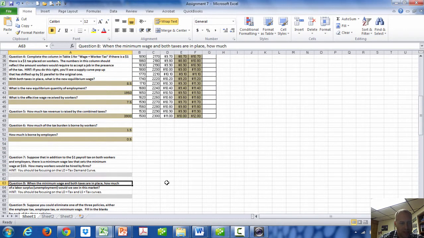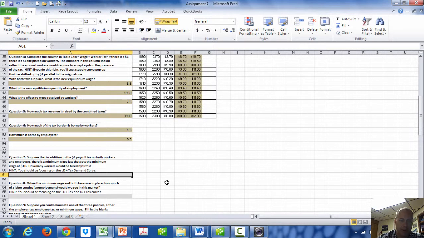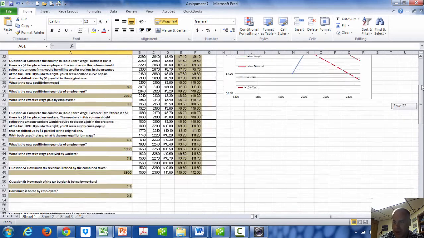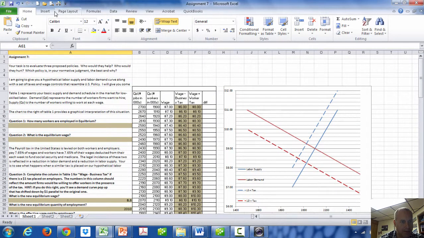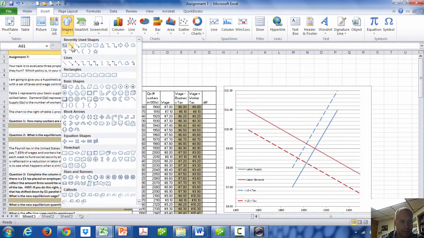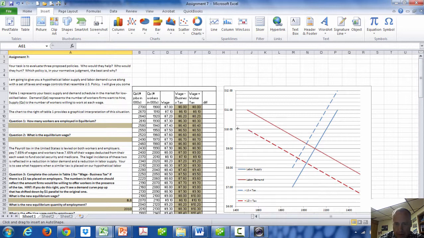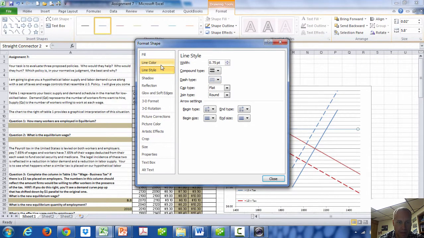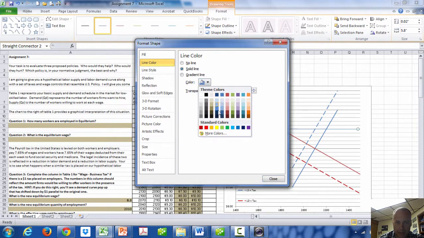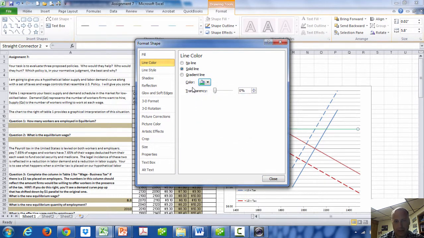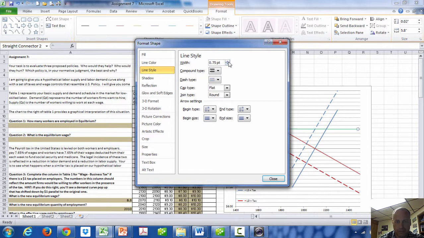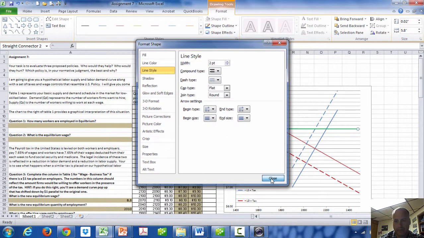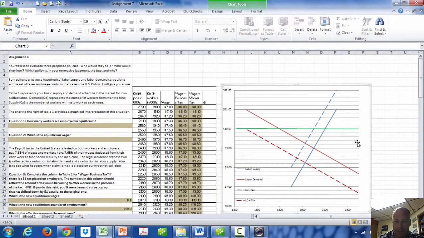All right. So question 7 says, what happens if we put a minimum wage law in place? And suppose we set a minimum wage at $10. Now, what I'm going to do here is go back to the graph and insert a line. Insert shapes, lines, and I'm going to insert a line right at $10. And just to make it stand out, let's make the line bright green, and let's make it bigger. All right. So this green line here represents our minimum wage line.